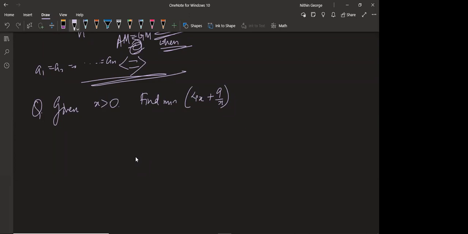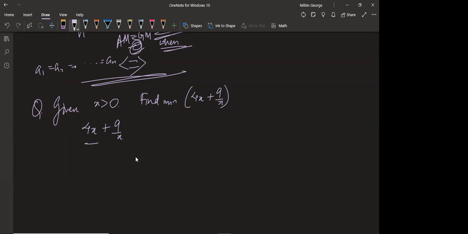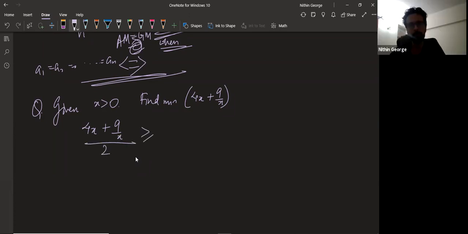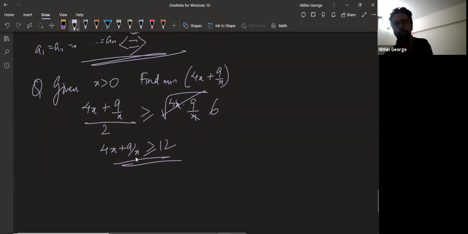What's the minimum value, sir? Is it 12? Yes, I think it's 12 only. What do you do? AM greater than or equal to GM. This is the square root of 4x into 9 by x. So x and x cancel out. You get 4 into 9, which is 36. Root of 36 is 6. So you get 4x plus 9 by x greater than or equal to 12 here. This is how I get the minimum value. So you can use this to find minimum value and maximum value.